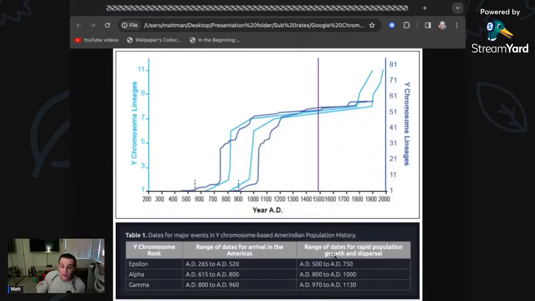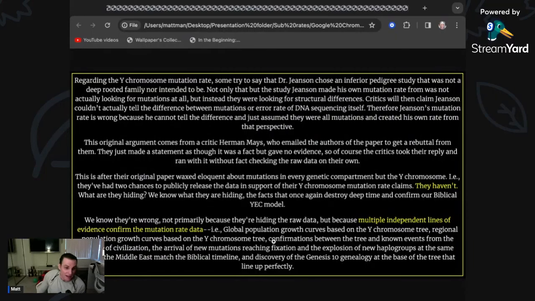also matched known dates of the Amerindian population. So it matched other dates outside of the Y chromosome historical population growth rate curve. They're matching known historical dates of actual events that happened, and we know when they happened. And then we line them up with the Y chromosome from that study, and the growth curves match. So then I took this as the criticisms that came to Nathaniel Jensen and how they're actually answered.